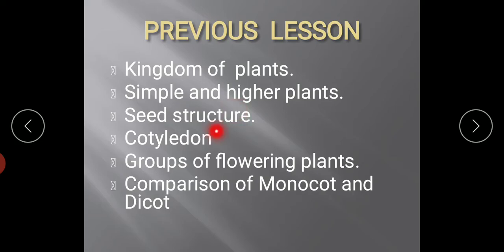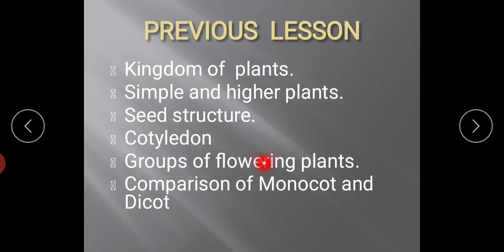Cotyledon is the part of the seed which is responsible for the further division of flowering plants into two groups. Cotyledons are leaf-like structures. They are also called seed leaves. These leaves may be one in number or two in number. On the basis of number of cotyledons, the flowering plants are divided into two groups.